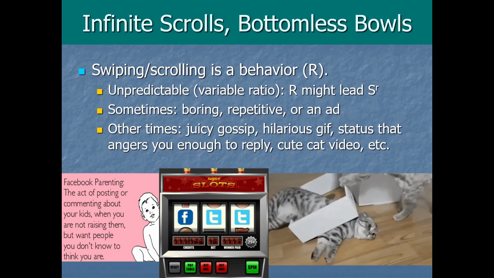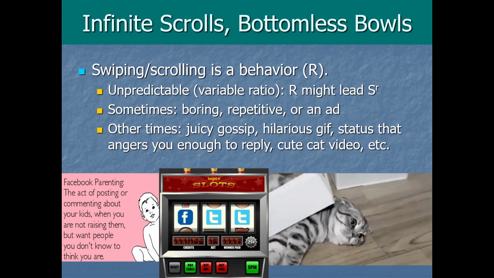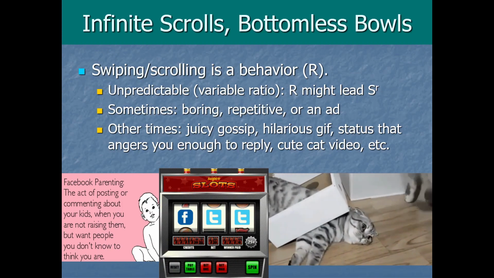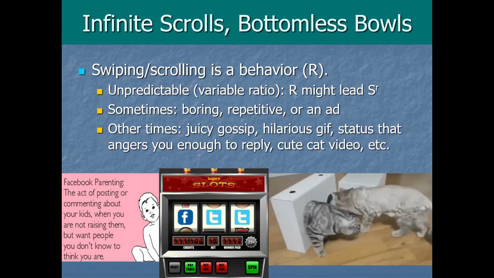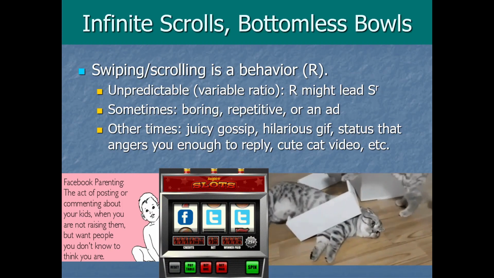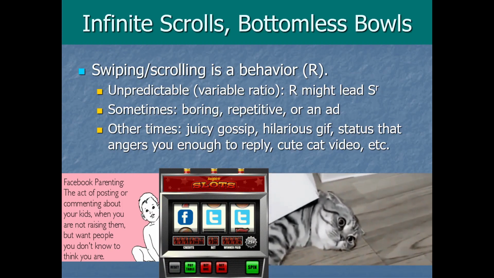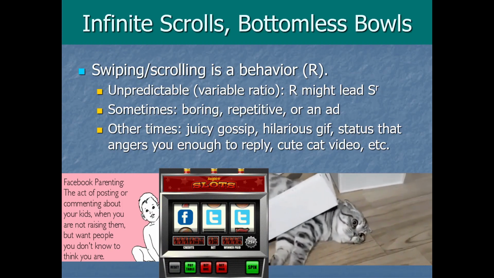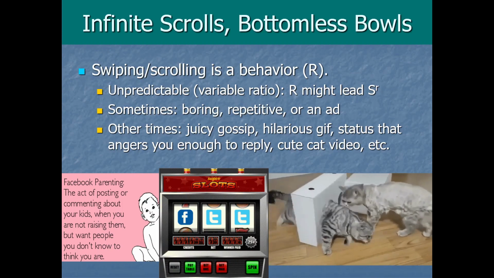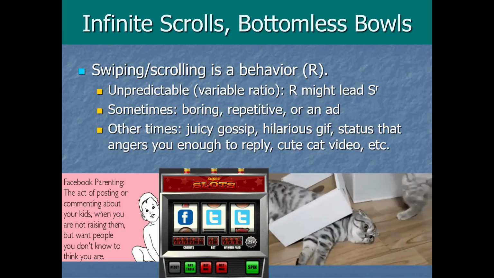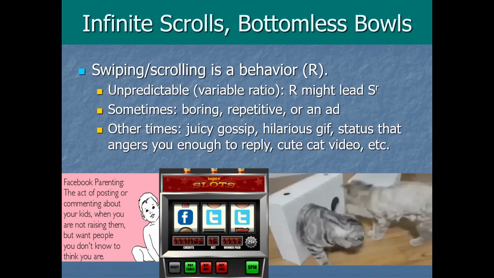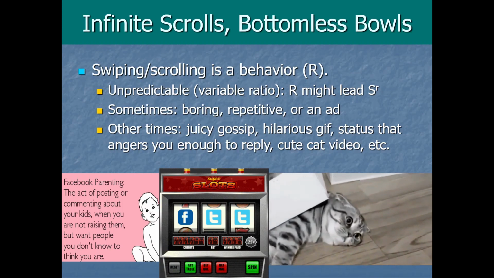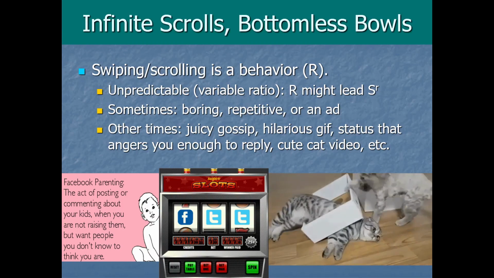So swiping or scrolling on an app or a website, that's a behavior, right? That's an R. And if you think about it, for most things on our phone or social media where we're swiping or scrolling, we've got an unpredictable payoff. We've got a variable ratio setup where R might lead to a reinforcing stimulus. Sometimes, but not always, right? Sometimes it's boring or repetitive, like yet another picture of yet another generic baby of some acquaintance on Facebook. But other times it's juicy gossip or a hilarious gif or a political post that angers you enough to reply, or maybe even just keep reading and interacting, engaging, or a cute cat video, right? Or any number of things that keep you scrolling, that keep you looking through one post after another, that keep you checking the stories of your friends and mutuals.